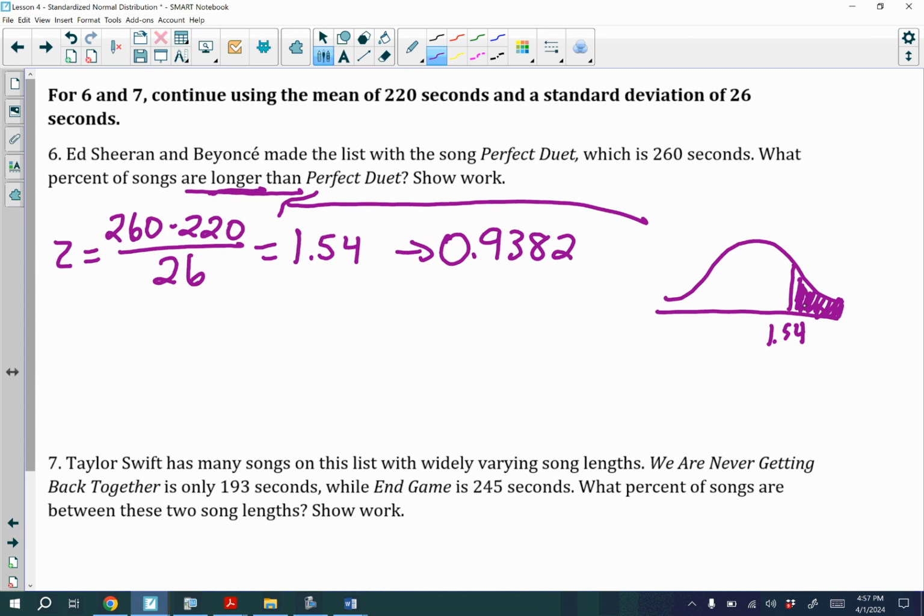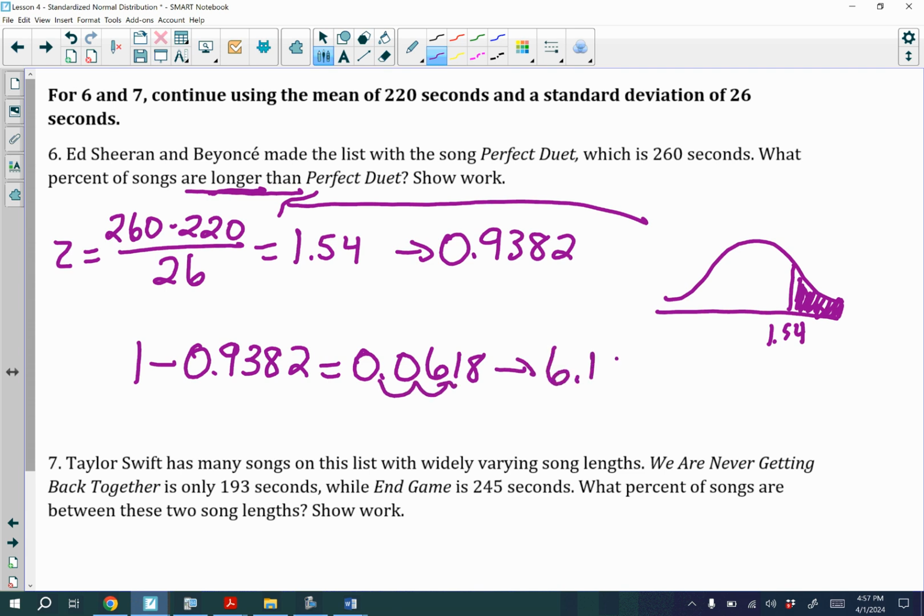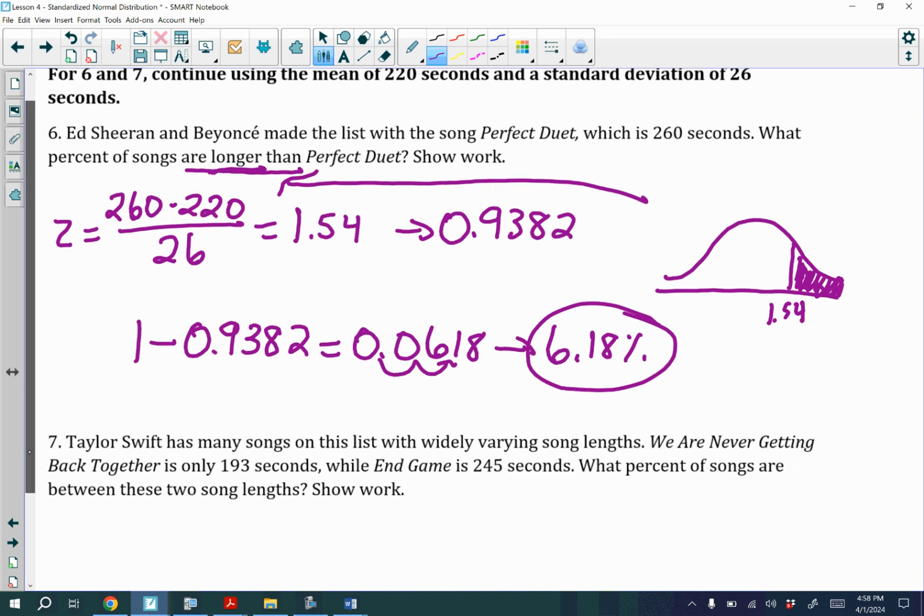So because we want the area to the right, remember that means we have to do 1 minus our area here. So we do 1 minus 0.9382, and when we do that, we get 0.0618. Don't forget, change this into a percentage by moving the decimal over twice. So we get 6.18%. So you are going to have to use those keywords to know whether you want the right or the left area. Okay, let's get to example 7.